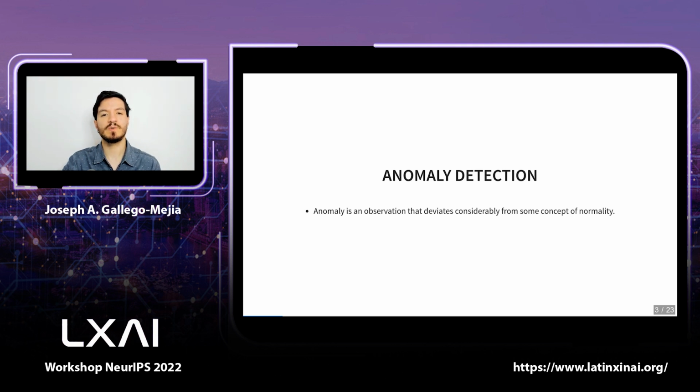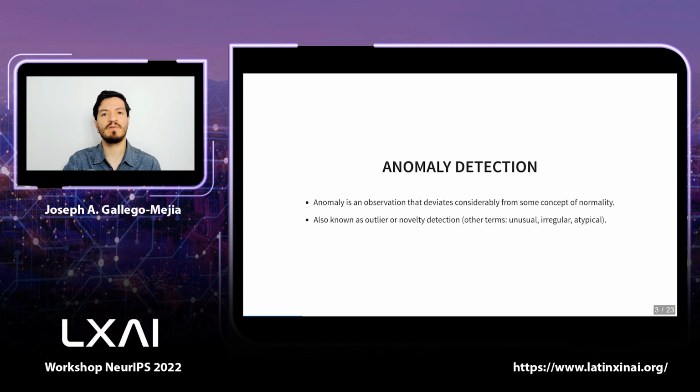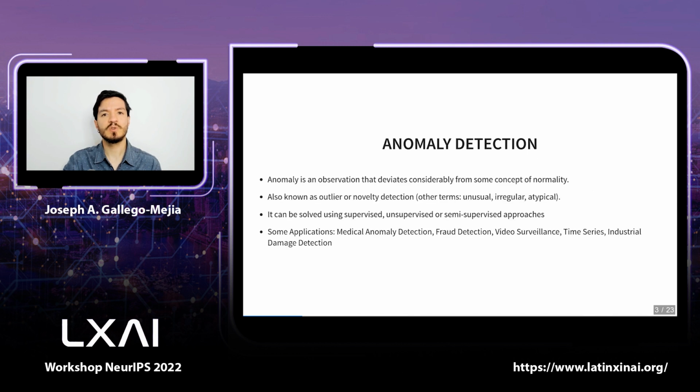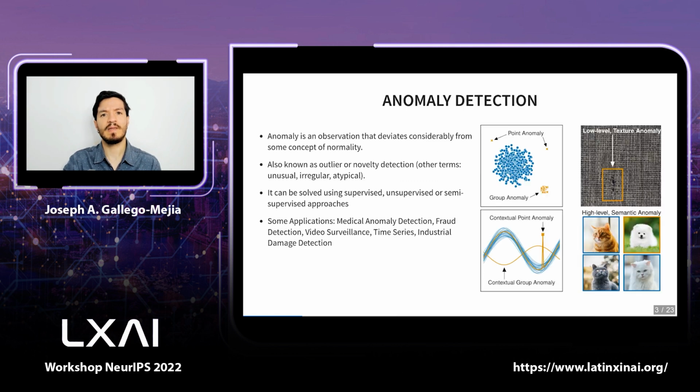Anomaly detection is one of the principal tasks in machine learning systems. First, an anomaly is an observation that deviates considerably from one concept of normality. It is also known as novelty detection or outlier detection. It can be solved using supervised, unsupervised, or semi-supervised approaches. There are multiple applications like medical anomaly detection or fraud detection.